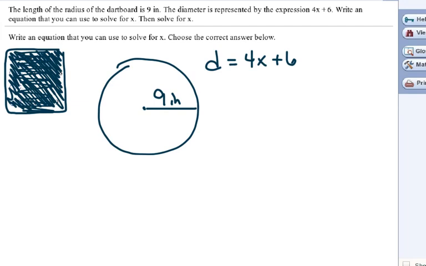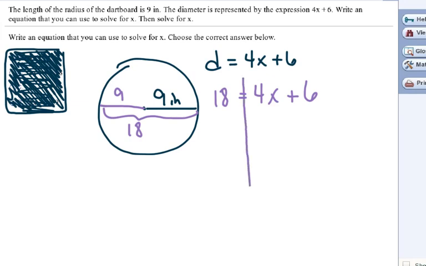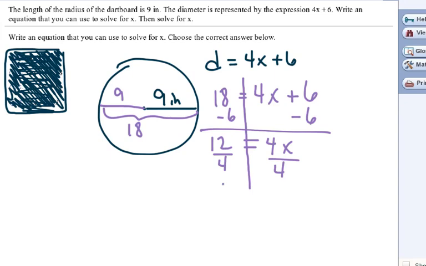Well, if the radius is 9, that means that the diameter from one side to the other is going to be 18. So we would set up the equation 18, which is the diameter, is equal to 4x plus 6, and then we review all of the work that we did with solving equations. So we subtract 6 from each side, we get 12 equals 4x, and divide both sides by 4, and we get 3 equals x. So that is the value of x. All right, let's do another type of example.